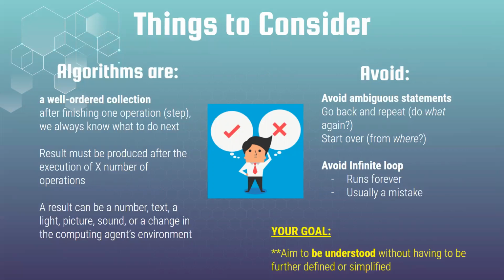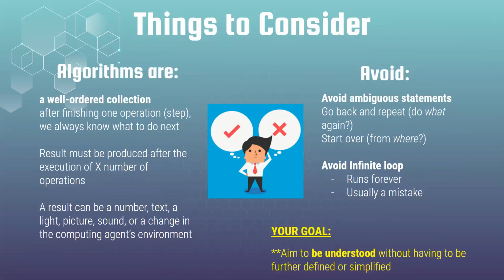You want to be especially careful of ambiguous or unclear statements. For example, instead of saying go back and repeat, specify in detail what you want to do again and how far back you want to go. If you want to start over, specify where you are starting over from.